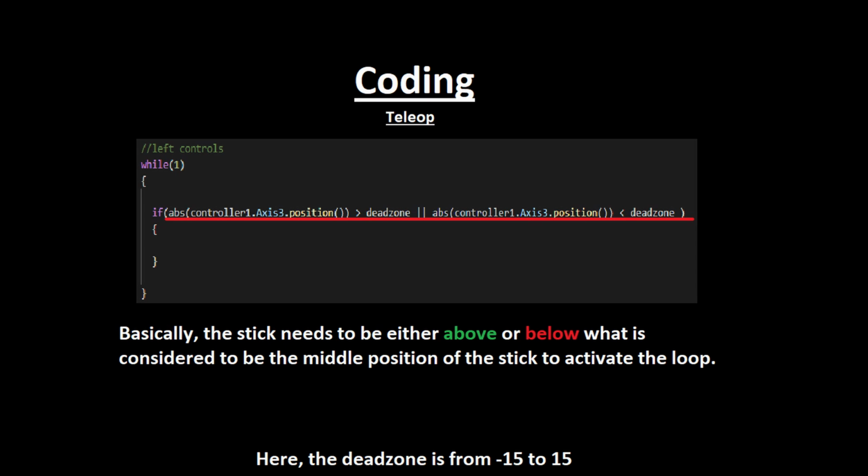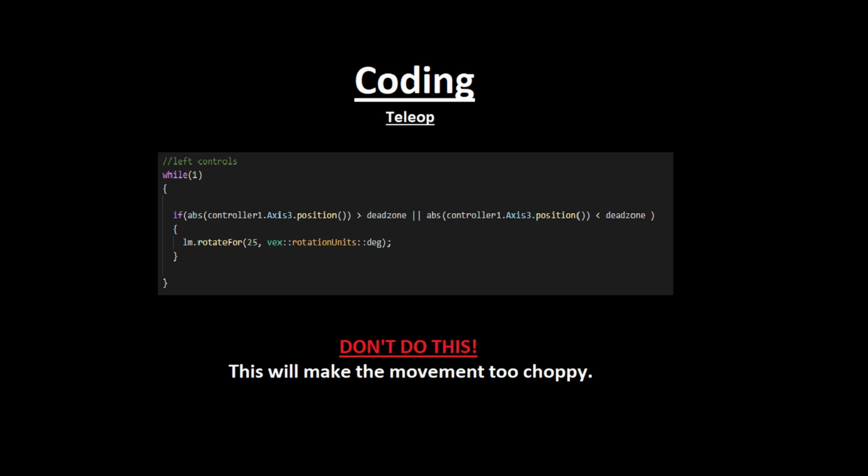So now that we have the conditioning statement made, we just have to make the movement statement. For this, we won't need to make a specific distance in the loop, as that would make the movement too choppy and inaccurate. It's basically going to say, let's move forward 25 degrees, and then it's going to stop to repeat the process again. So it's going to move 25 degrees forwards, stop abruptly, then move 25 degrees forwards, stop abruptly, and so on. And we don't really want that.